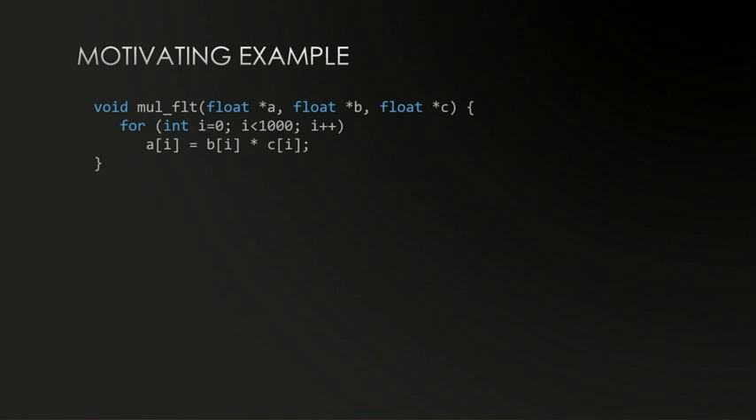So we're going to be spending a little bit of time on this code right here. It looks a lot like that last example that I just gave about vectorization. It's the same for loop. It's the same inside: A sub I equals B sub I times C sub I.